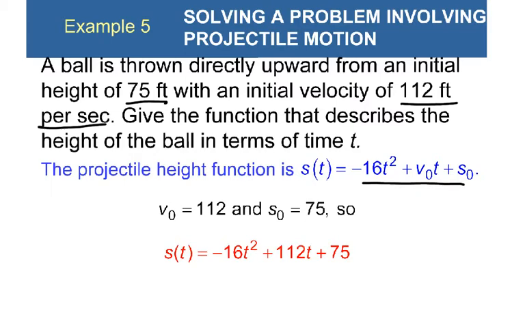But what we need to do to come up with the function that describes the height of the ball in terms of time is plug our initial height and our initial velocity into the formula given. That's what I've already typed up for you right here. I plugged in the initial velocity and initial height. There you go, there is our function that describes the height of the ball in terms of time. Now we're going to use this.